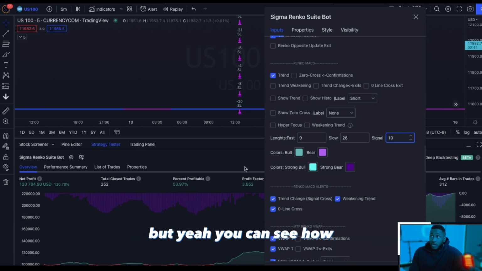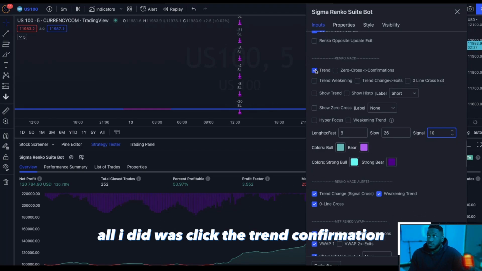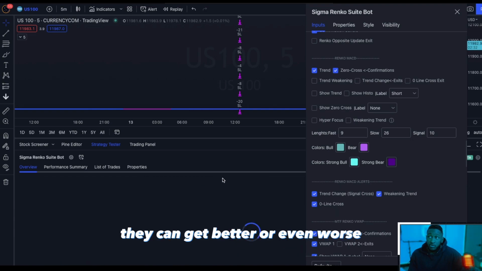But yeah, you can see how even on the NASDAQ, same settings, they didn't change anything. All I did was click the trend confirmation, and then if I press zero cross, they can get better or even worse.